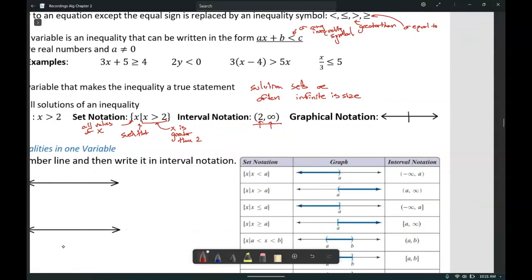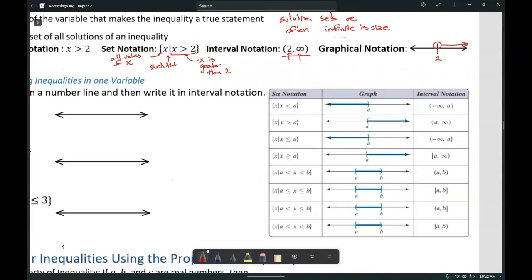And then graphically we can represent it on a number line, and so we would start at the given number, such as 2, and we would use one of our graphing symbols to represent whether it's equal to or not equal to, and then we would shade and draw an arrow in the direction of the solution.